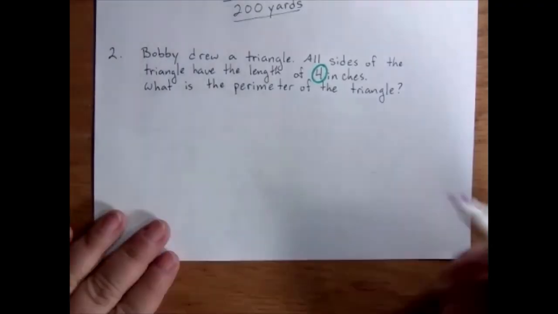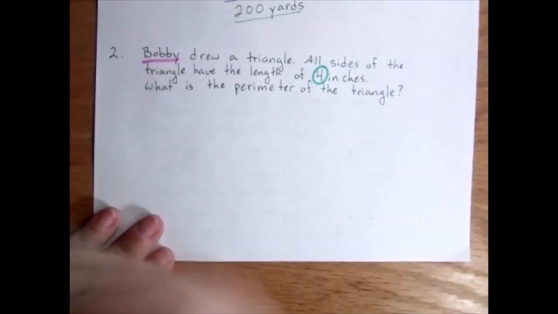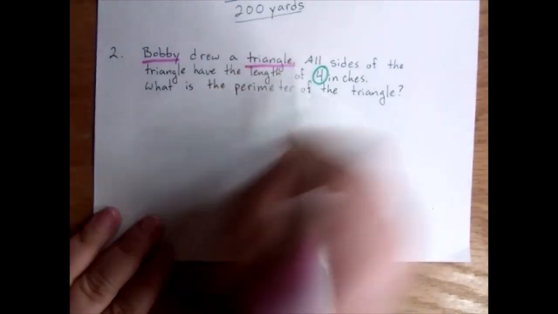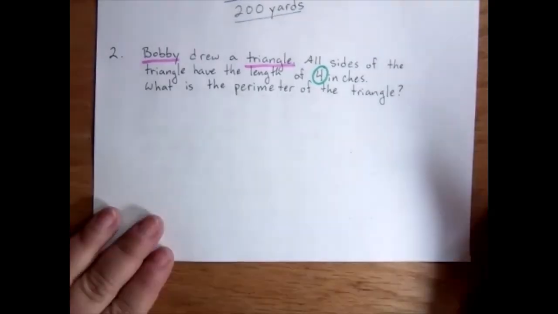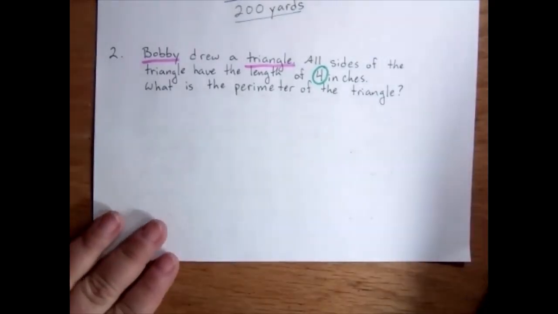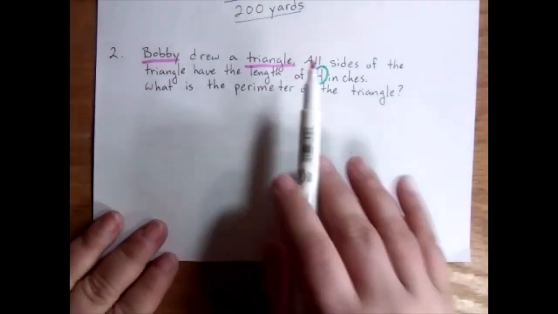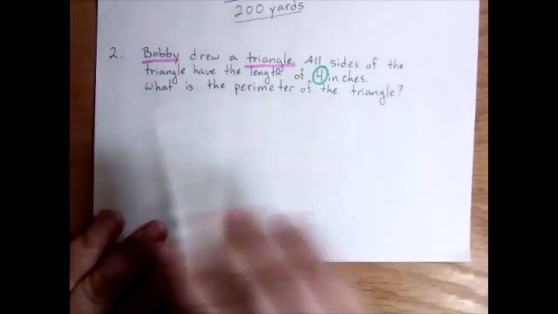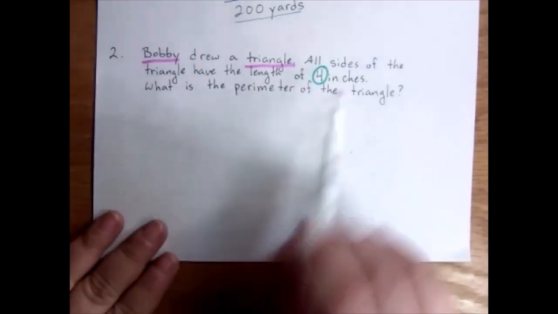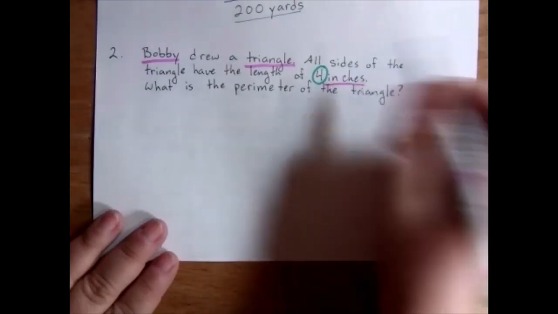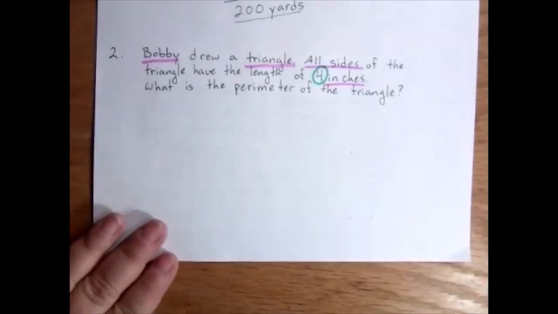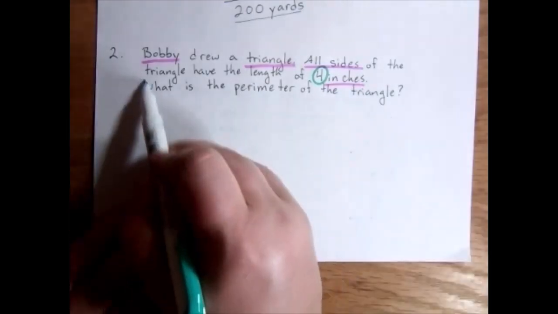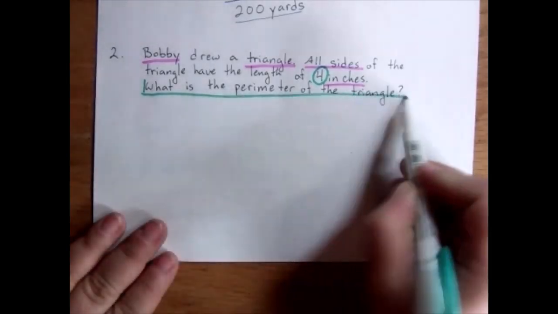Now let's go to underlining. Okay, let's think, who is this problem about? Okay, Bobby. And what did he do? He drew a triangle. All right, so we are going to have to draw a triangle. They have not given us a triangle, so we're going to have to draw a triangle on our own. What else do we know about this problem? All sides of the triangle have the length of 4 inches. So we know that all sides are going to be 4 inches. And we know that we need to find the perimeter of this triangle.